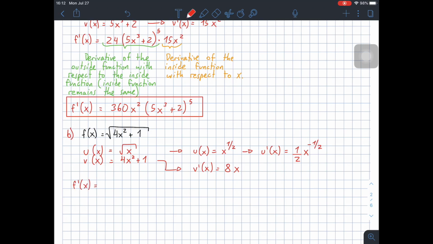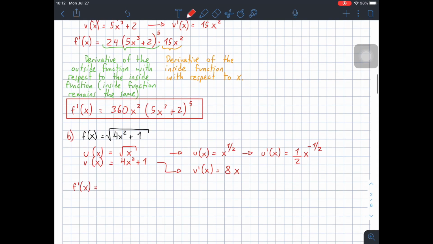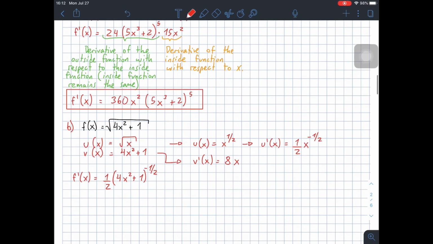Okay, once we have done this, we can find the derivative of function f, right? It's the derivative of the outside function with respect to the inside function, where the inside function remains the same. So I'm going to write the derivative of u, which is 1/2. Instead of x, I need to write whatever the function v is, right? So times 4x squared plus 1, this is being to the power of negative 1/2. And we need to multiply this by the derivative of the inside function with respect to x. That is 8x in this case.